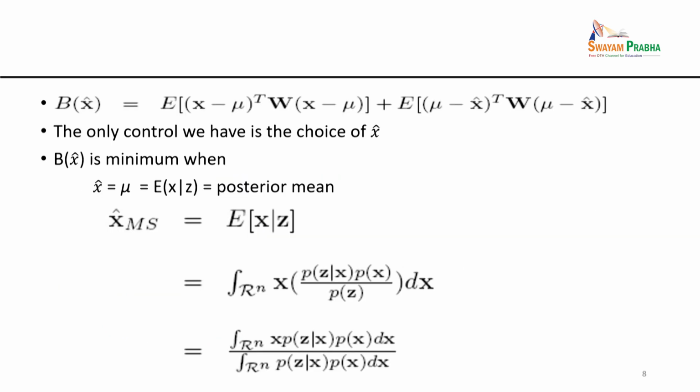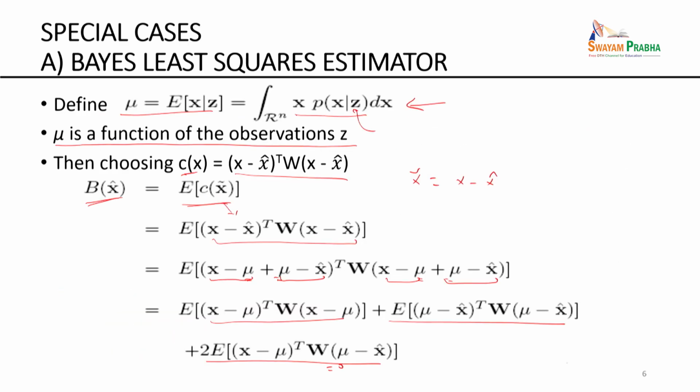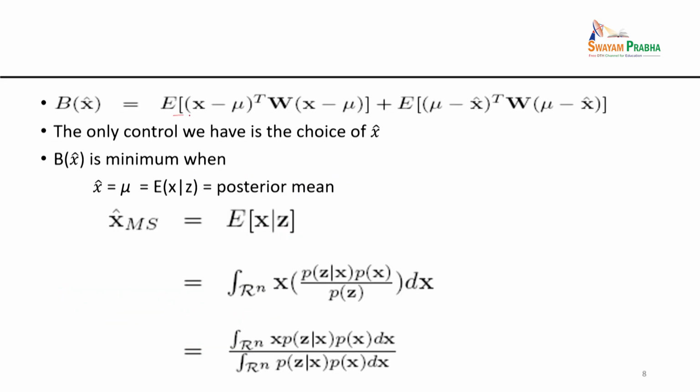So I'm left with only 2 terms. The B(x hat), please go back. The B(x hat) was a sum of 3 terms, 1 term is 0. So I'm left with 2 terms. That is equal to this term plus this term. Now the only control I have is the choice of x hat. So x hat is the only estimate. By changing x hat, I can only affect this. I cannot affect the first term. Therefore, I can make this sum minimum by the choice of x star that makes the second term 0.